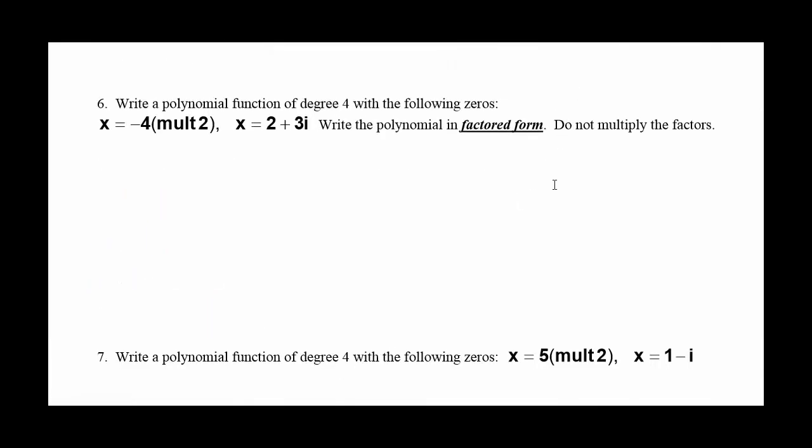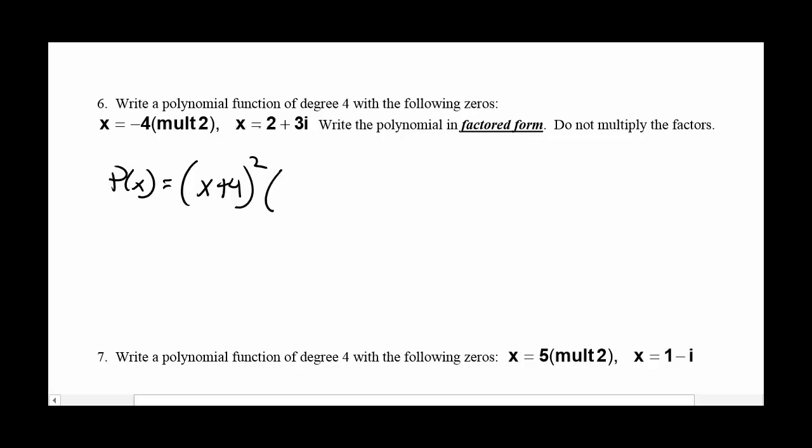All right, number 6, we are given some information about a polynomial, and we are to write it out in factored form. So p of x equals, all right, so if x equals -4, the factor component of that, so imagine if you bring the -4 over, would look like x plus 4, and the fact that it's got a multiplicity of 2 means it's going to be squared.